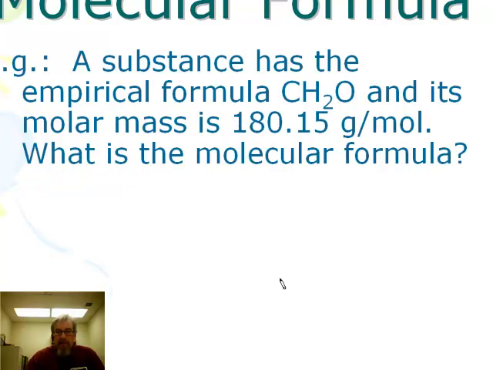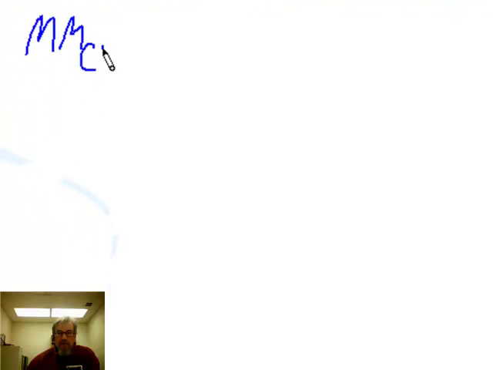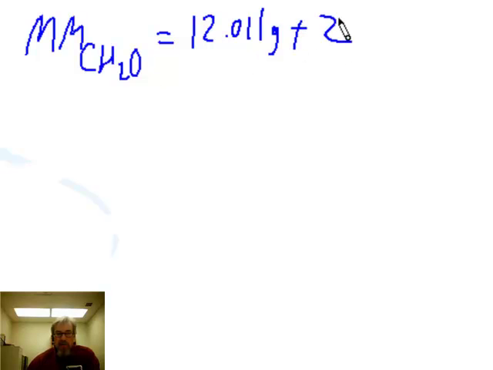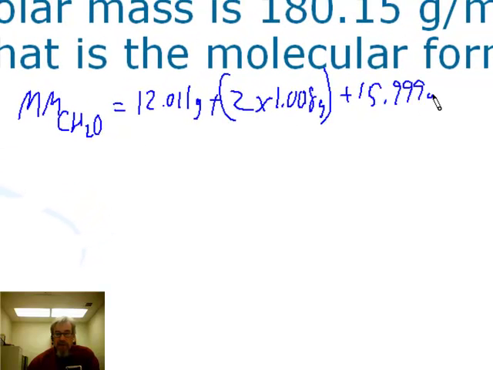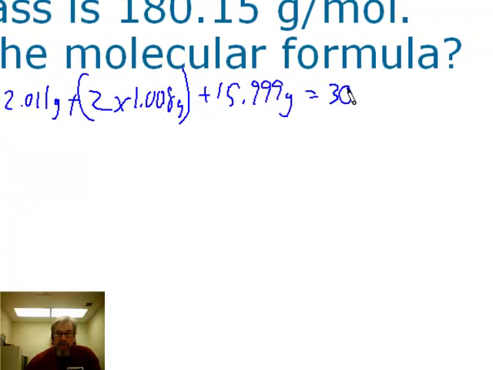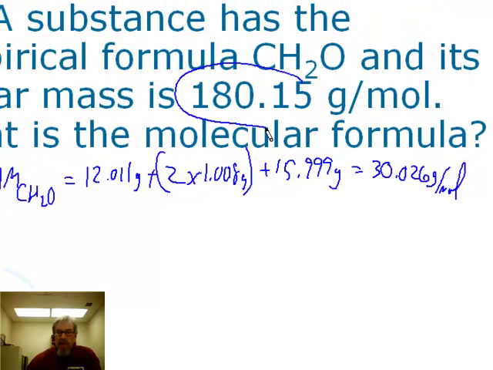Here's an example. The substance has the empirical formula CH2O. Well, let's figure out what the molar mass of CH2O is. It's going to be carbon, 12.011 grams, plus 2 hydrogens, so that'd be 2 times 1.008 grams, plus an oxygen, which is 15.999 grams. All told, that comes out to 30.026 grams for every mole. Now it says here that the molar mass of this compound actually is 180.15 grams per mole.